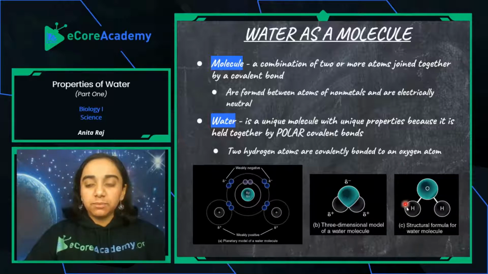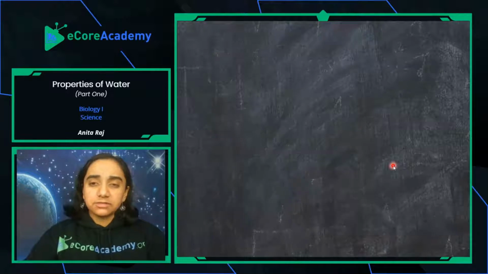Meanwhile, over here we have a ball and stick model, because you can see the atoms are the balls and then the bonds are represented as sticks. So each of these sticks is a polar covalent bond. Again, the oxygen atom and the 2 hydrogen atoms. So that's water as a molecule.